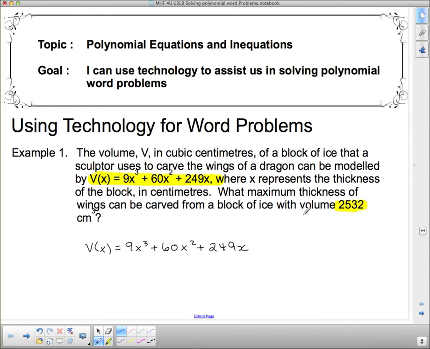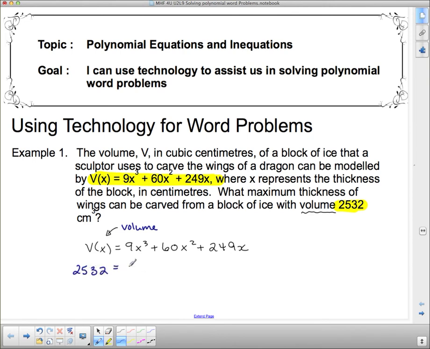It's not x, it's volume. So V(x) stands for volume. So we're going to sub this 2,532 in for volume.